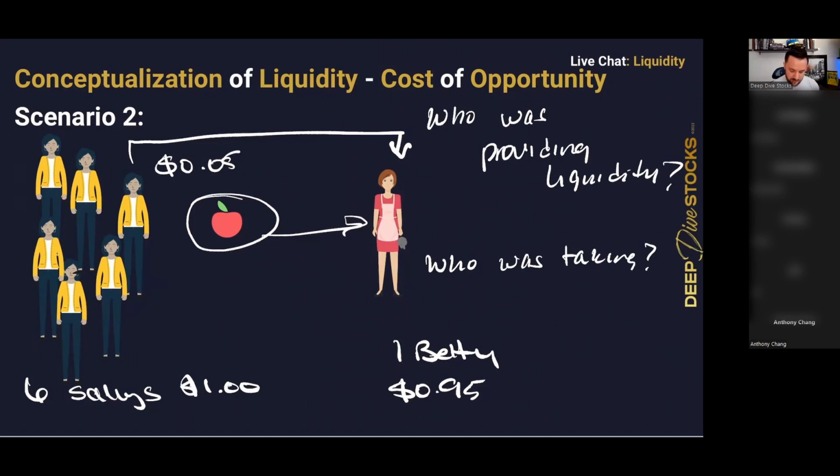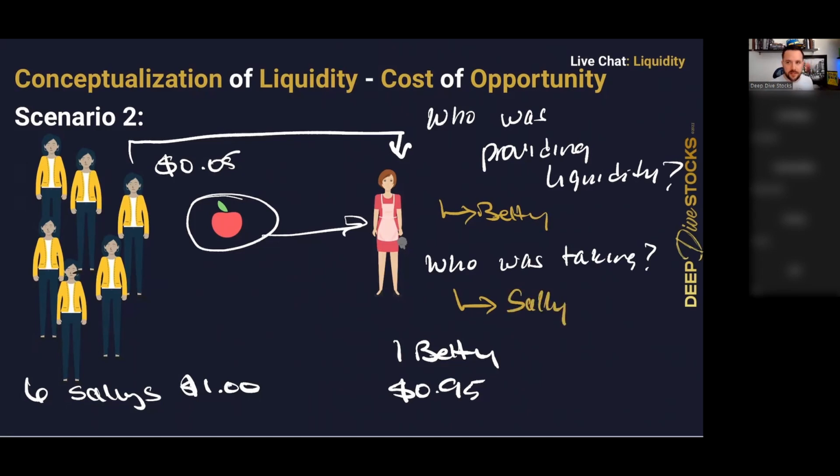Obviously, Betty. And who was taking the liquidity? Sally. Because without Betty, there's no ability to trade. Things are ground to a halt because you still have 5 other people that need to offload their apples. But is this always true?